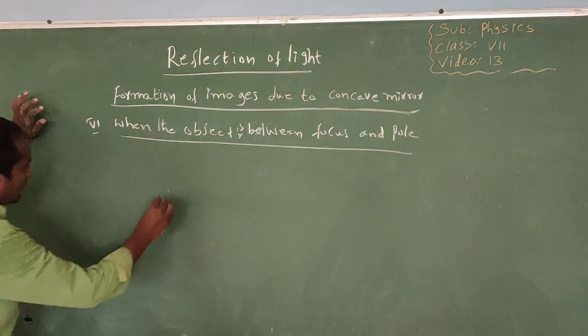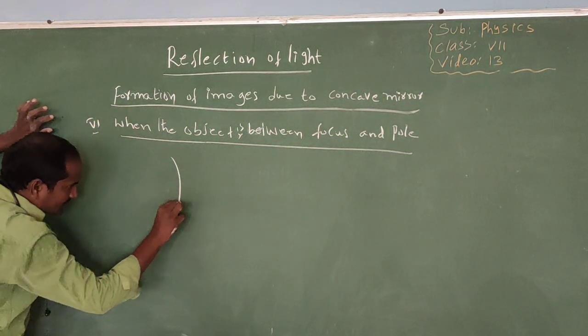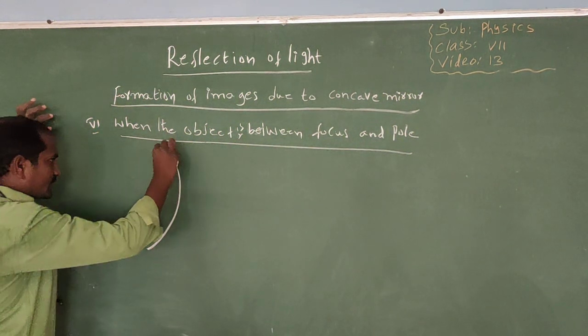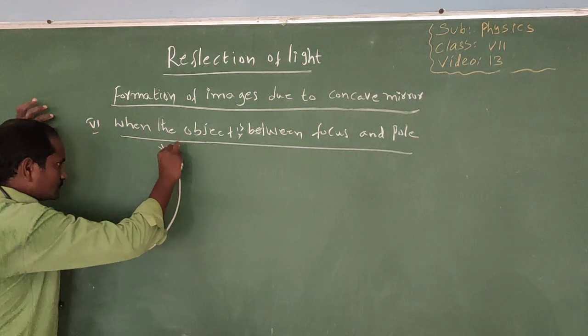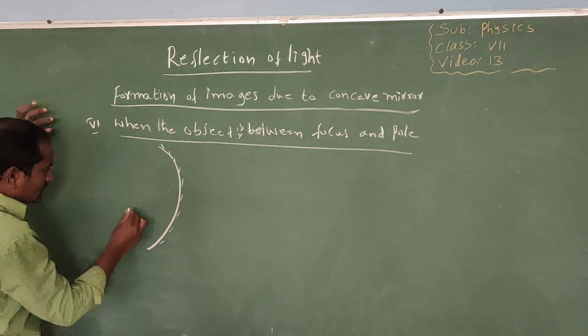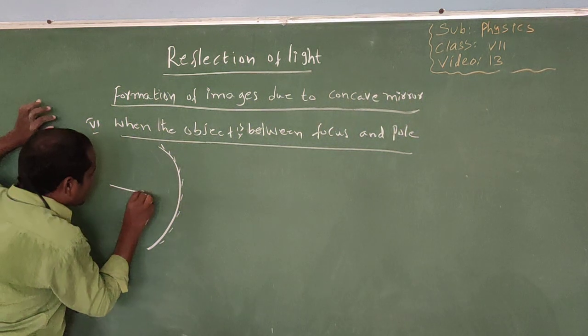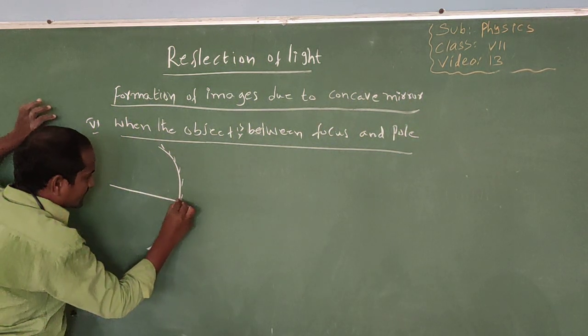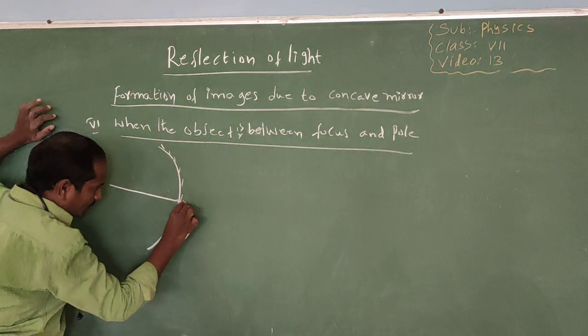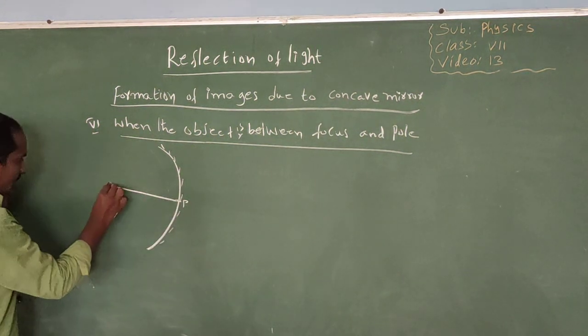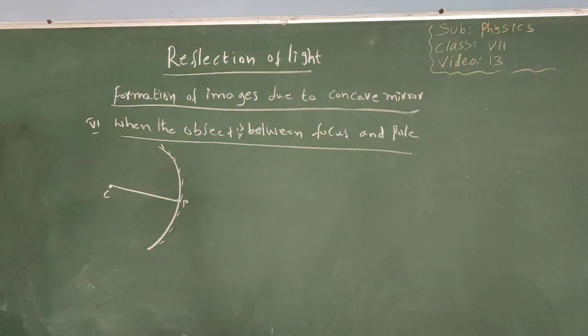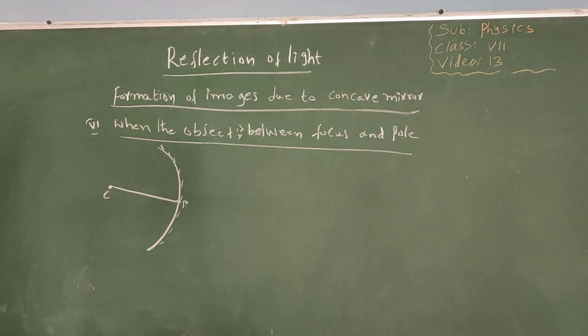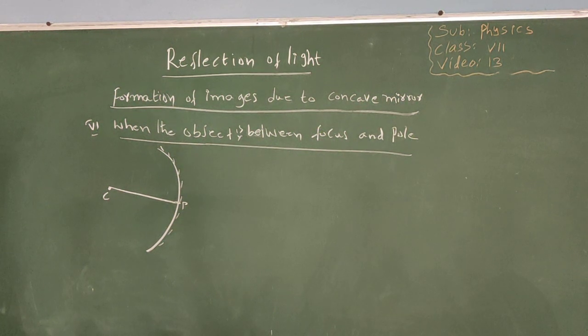Okay, so it is a concave mirror. This is the principal axis. The midpoint of the mirror is called the pole. Now this is the center of curvature. When the object is between the focus and the pole.